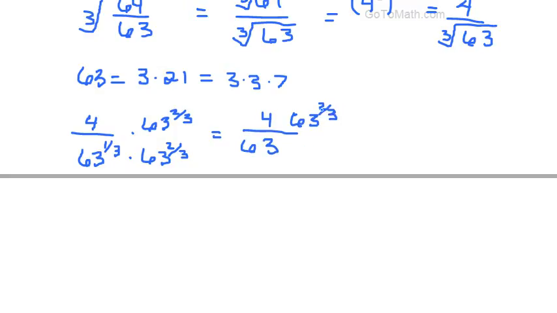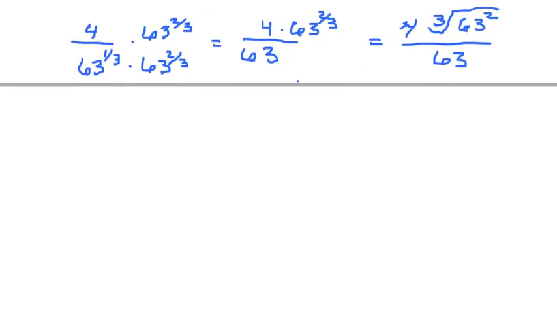But now the question is, can we reduce this down any? That's the question. And we can actually rewrite this as 4 times the cube root of 63 squared over 63. All right, 63 squared is a pretty big number, right?